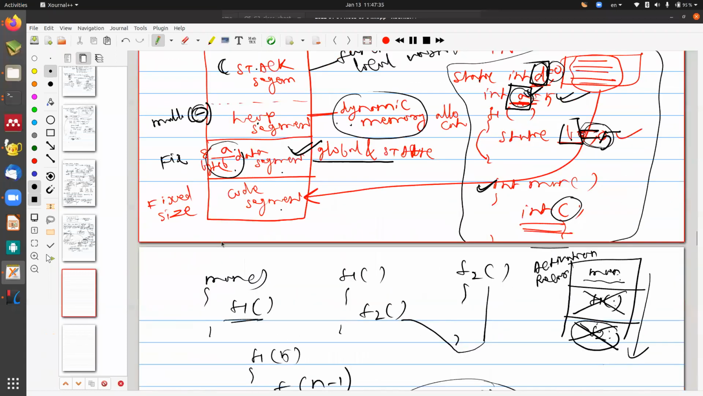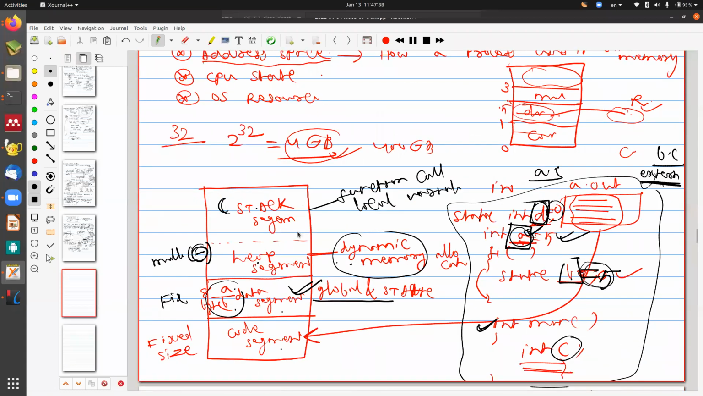And then comes the heap, and then comes the stack. But please remember, the heap segment and the stack segment have no fixed size, whereas your data and code segments are a fixed size. Since this is fixed and this is not fixed, that's why the heap segment and stack segment grow in reverse directions. Are you guessing why it is like this?